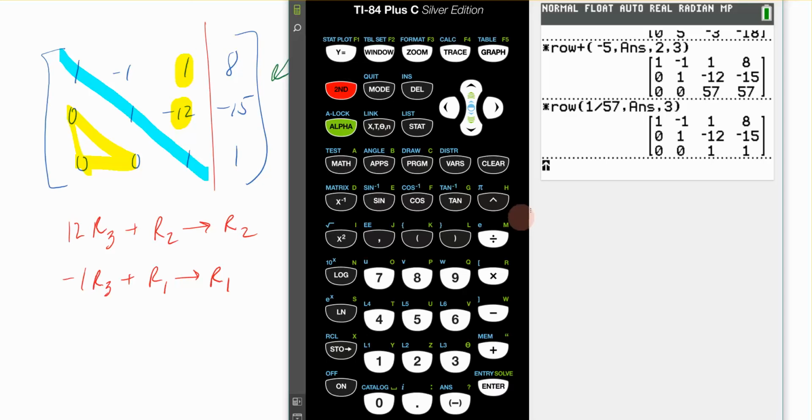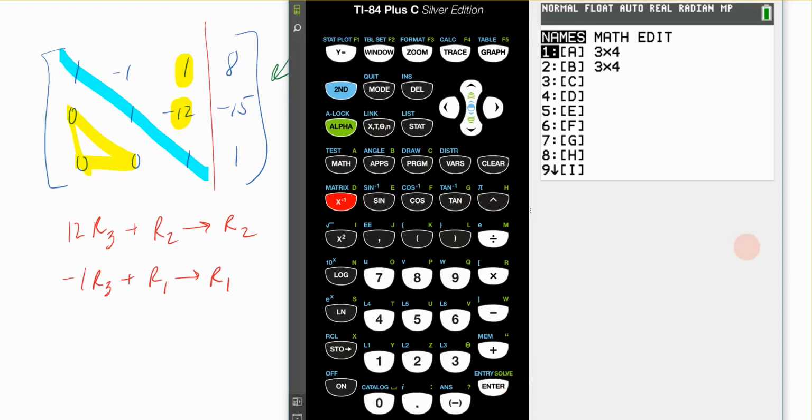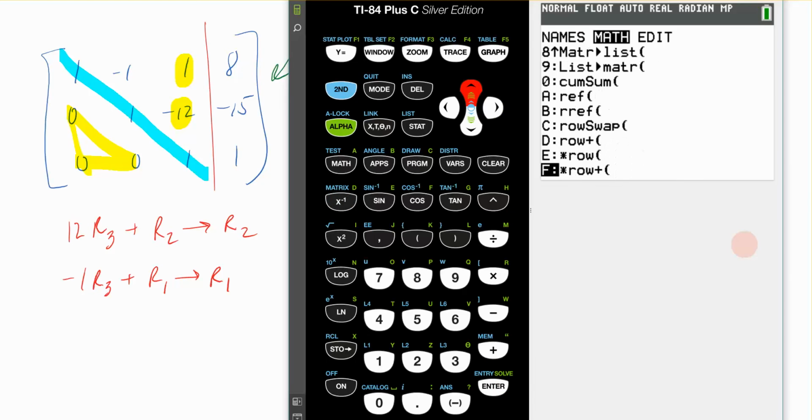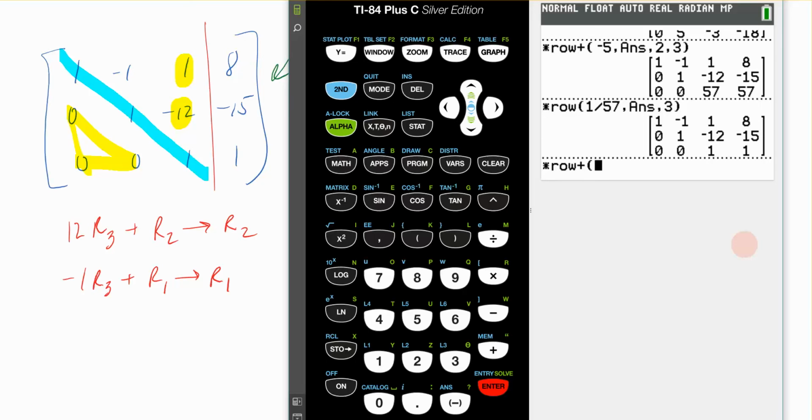So we'll do second matrix, arrow over to math, arrow up to option F, and I'm going to start with 12, and I'm going to do this to the previous answer, so second answer. Now you can save at any point along here by storing. I just haven't done it. I'm going to do that to row number 3, and I'm going to add it to row number 2.